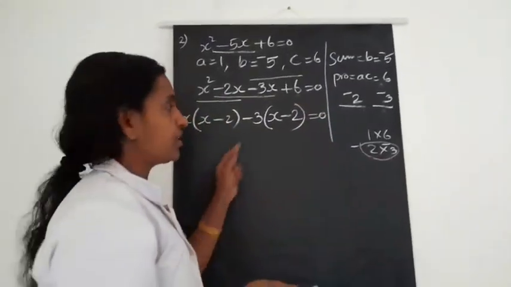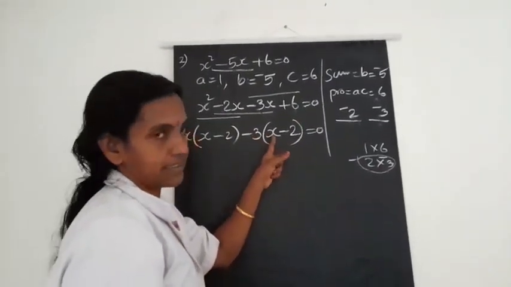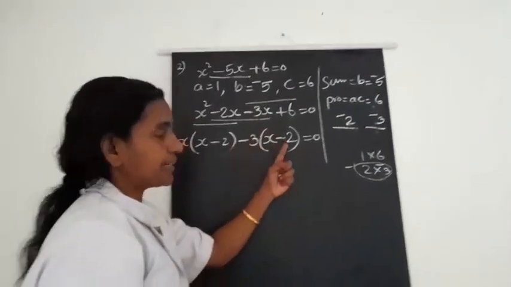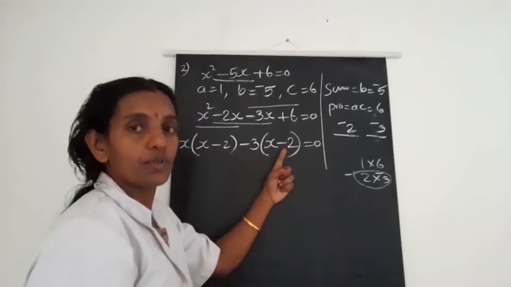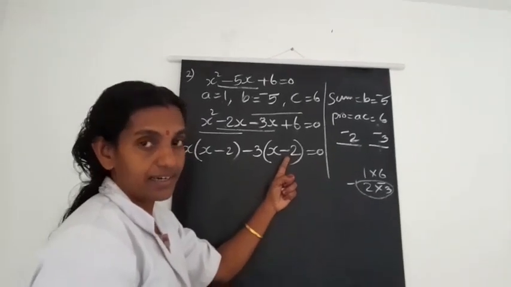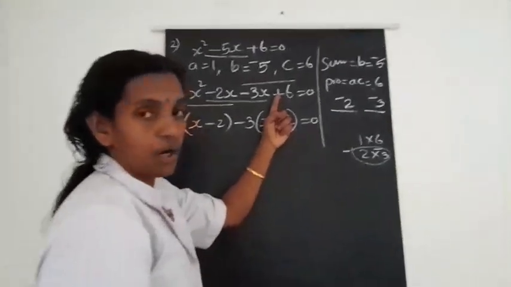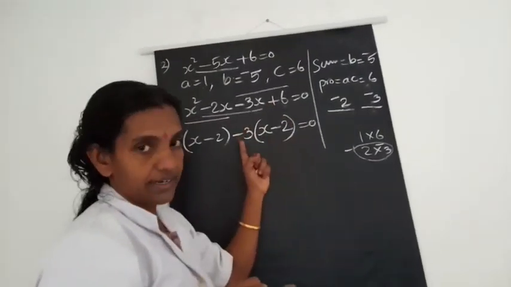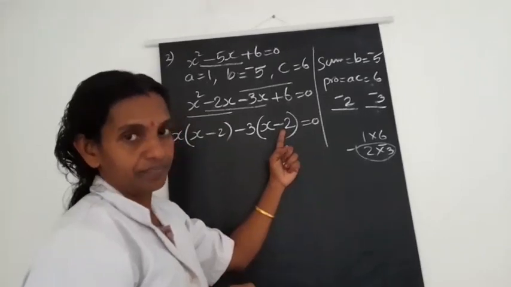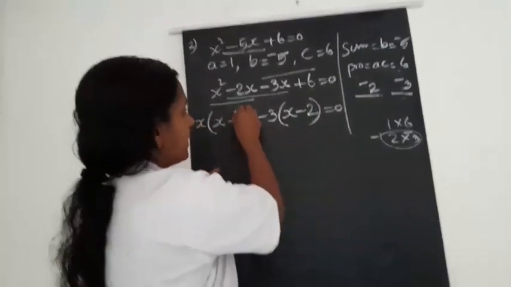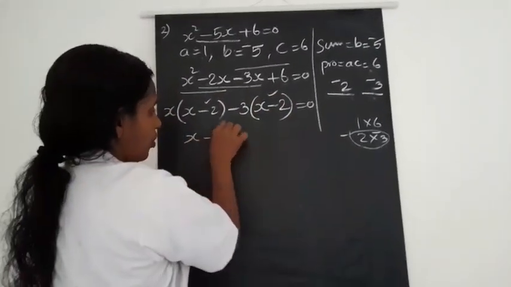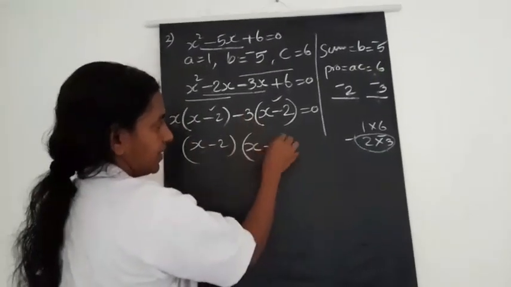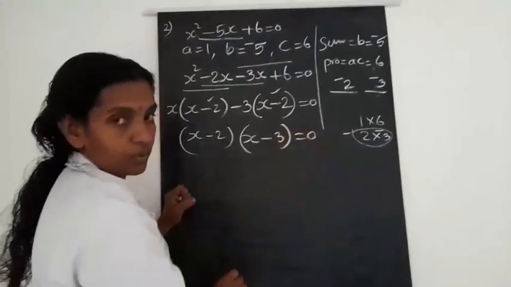If any confusion, just you see that negative 3 into x, -3x. Then what is negative 3 into negative 2? That is positive 6. Understand? So here this positive sign you have to select as negative into negative. One negative outside, the remaining negative here. Clear? Now x - 2. You can see that x - 2 is common. So that we can take out. What is remaining? x and -3. That is equal to 0.